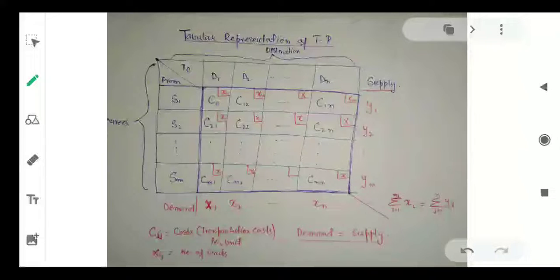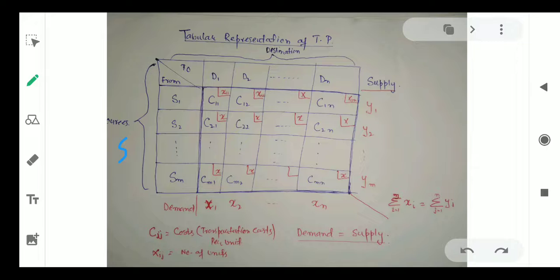We are going to take forward our transportation problem. Here is the tabular representation of the transportation problem. Here we have the sources from this side and the destinations from this side. The sources are S1, S2 up to SM, and the destinations are D1, D2 up to DN. In the cells we have the interaction of S1 and D1, that is the C11 cell.